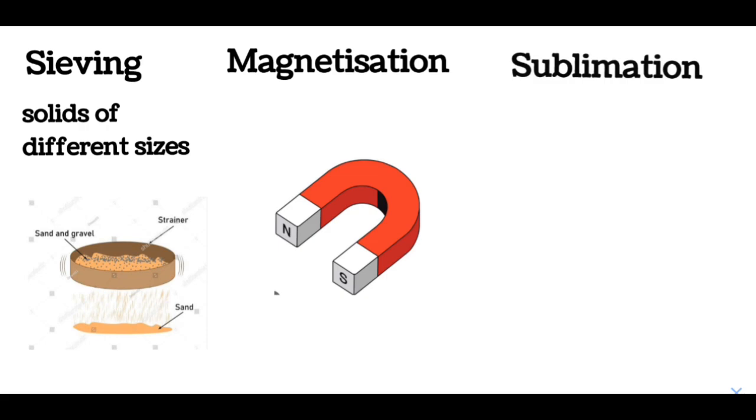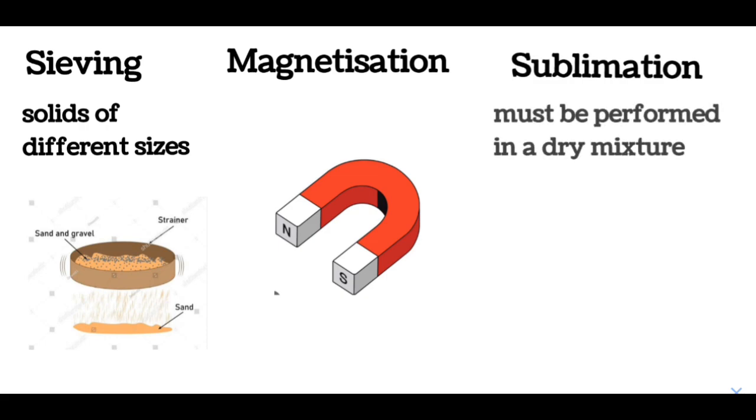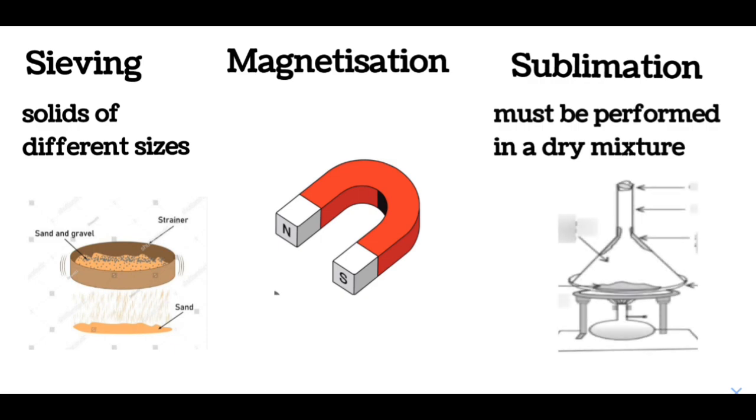Sublimation. This is a method used to separate sublimate from non-sublimate, and it depends on the melting point of the sublimate. Note, it must be performed in a dry mixture. Example, separating ammonium chloride from common salt.